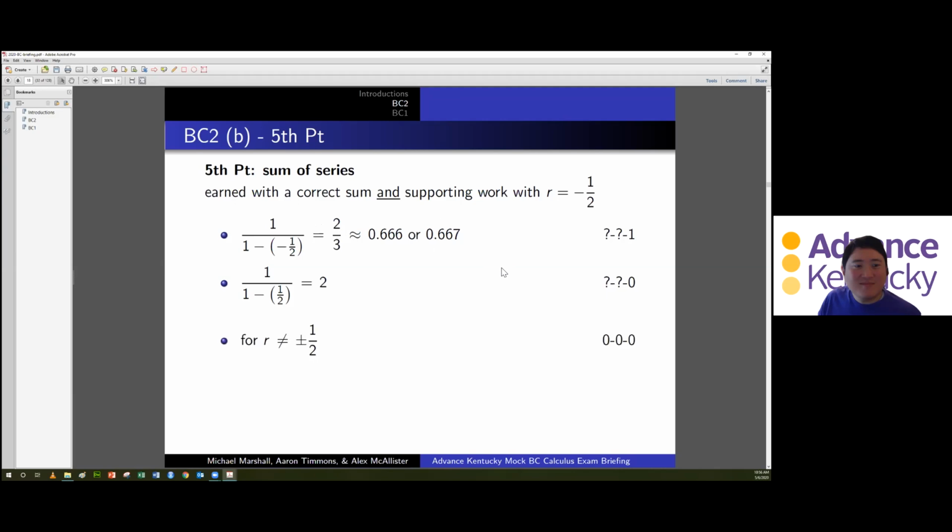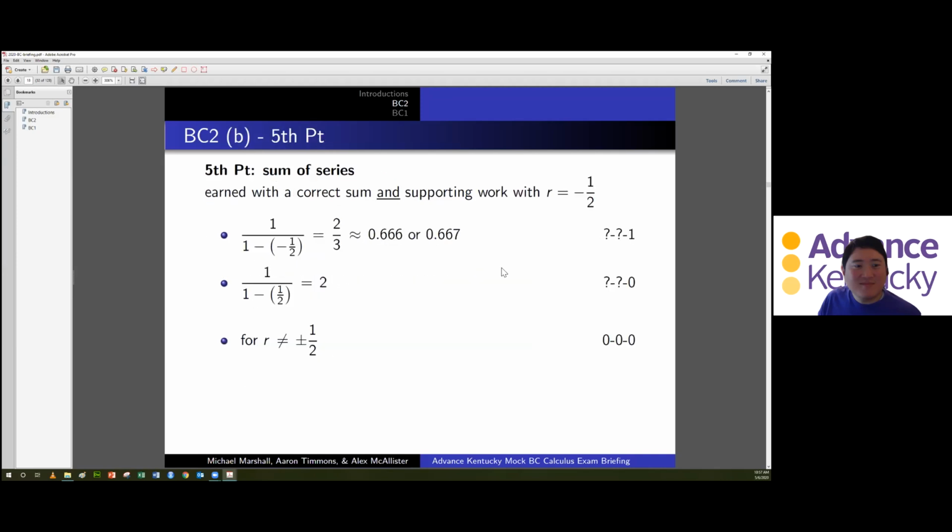If the ratio is not plus or minus a half, then the student's not going to earn any points in this part of the question. In that sense there's a high bar for eligibility to be able to enter this. We expect them to work with our geometric series. Well, almost. Actually, I wrote positive 1/2 there. So let's talk about that.